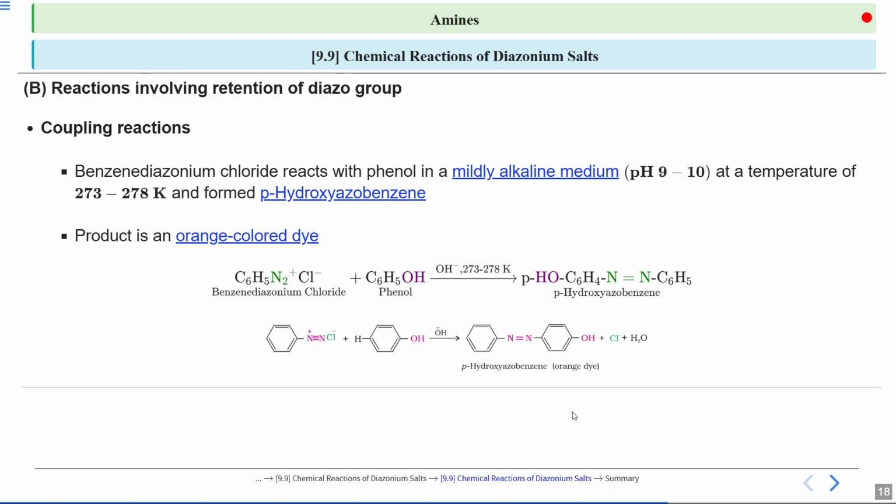If you look at the reaction, when benzene diazonium chloride reacts with phenol in the presence of hydroxide and this temperature range, it forms para-hydroxyazobenzene. You will see over here that this is carried out in a temperature range of 273 to 278 Kelvin. So this is the final product, para-hydroxyazobenzene, which is an orange dye.